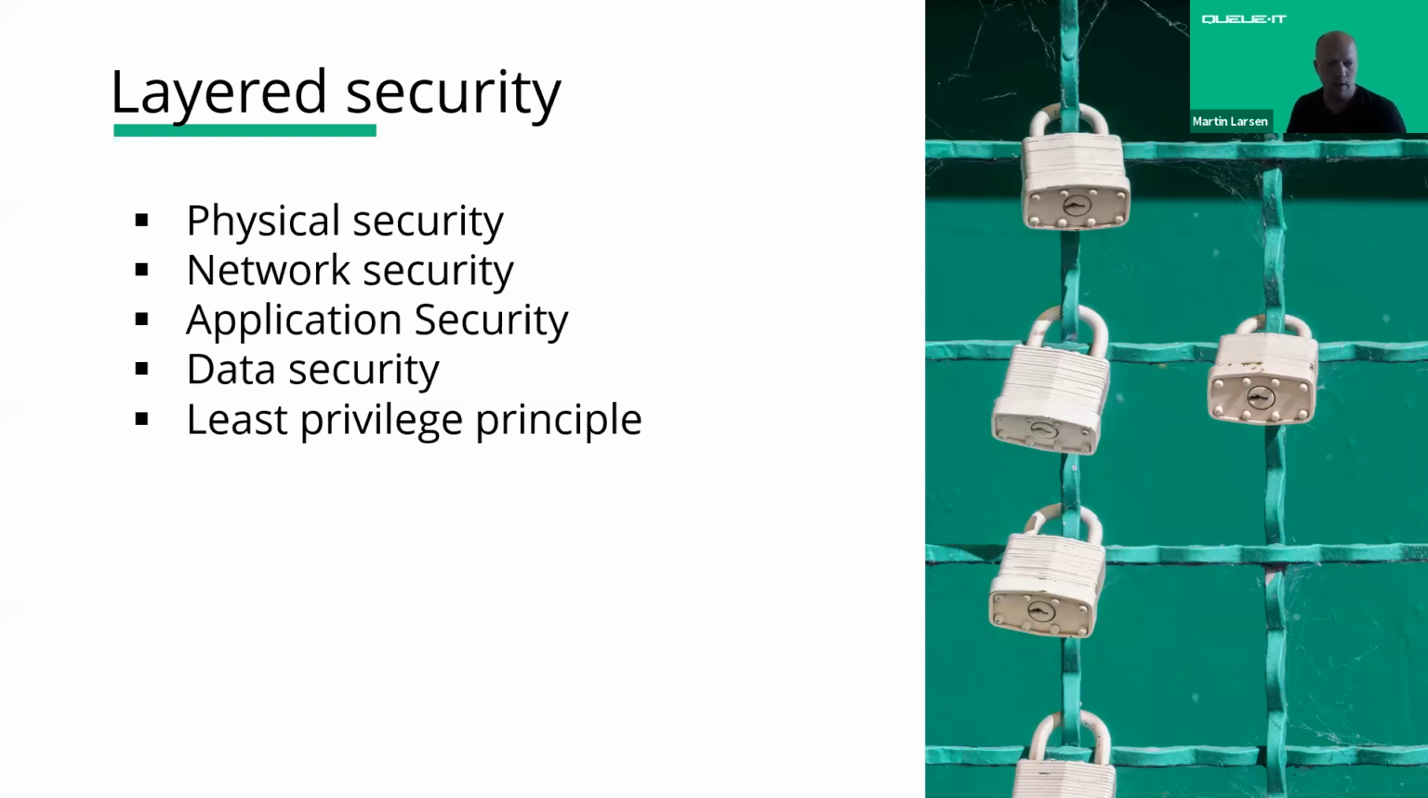On the last layer here, I have included is data security, and of course we work with encryption in transit at rest, and we delete sensitive and personal identifiable data after use. The last point here is the least privilege principle, if I could speak, which basically says that our employees and all of our software components need to only have the least privilege to do what they are supposed to do in their daily work.